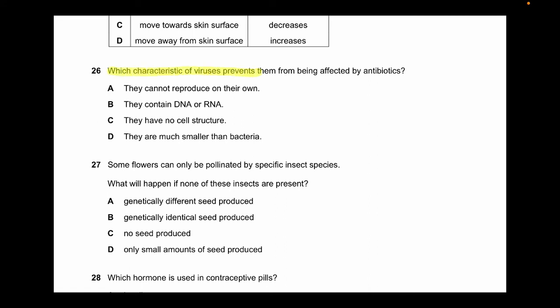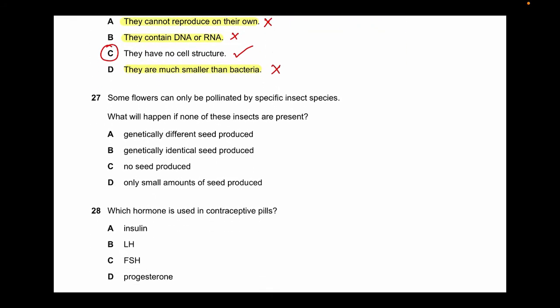Which characteristics of viruses prevent them from being affected by antibiotics? Okay, they cannot reproduce on their own? No. They contain DNA or RNA? No. They have no cell structure? Yes. You see, antibiotics work on different cell structures. So they do not have any cell structure, so obviously antibiotics cannot work on them. They are much smaller than bacteria? That doesn't matter. So option C is the correct answer.